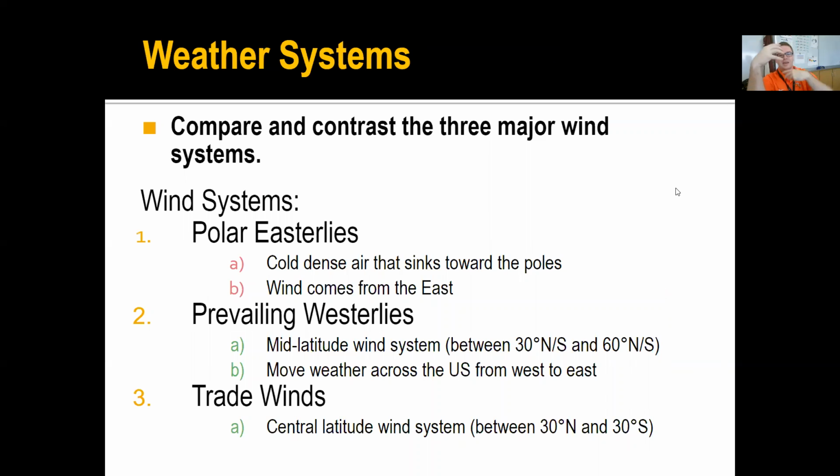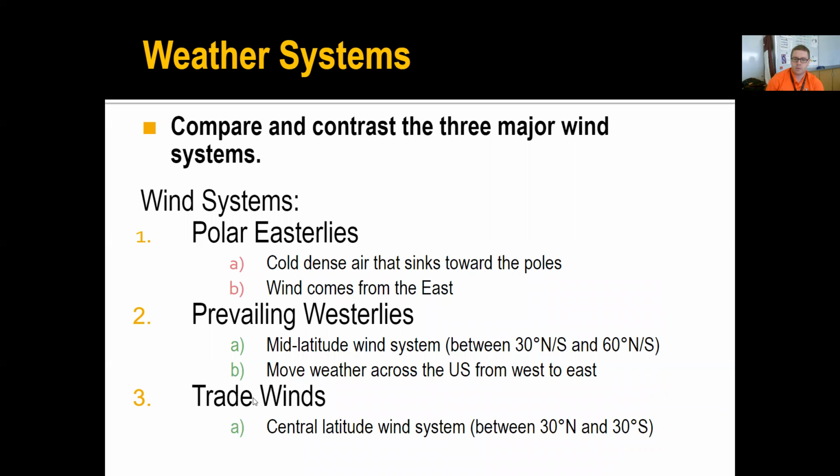And due to those interactions, we get these three major wind systems to begin popping up and causing different things to happen. So the first one are polar easterlies. These are a wind system where you have cold, dense air that's going to sink toward the poles. And because of that, it's going to generate some wind coming in from the eastward direction. Prevailing westerlies, this is the one that we deal with here in the United States. We see these in the northern hemisphere and the southern hemisphere, but it's the prevailing westerlies that is the reason why we have weather moving from west to east in the United States, because we have this generally westward movement of this upper level wind.